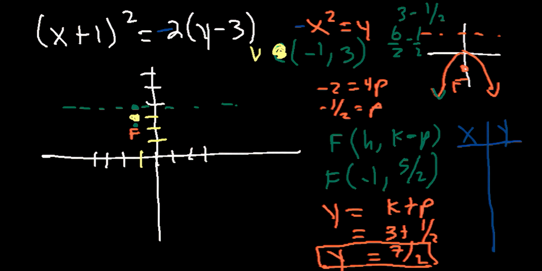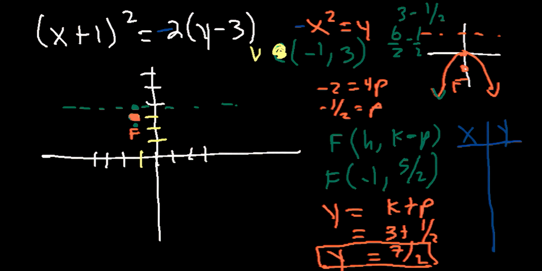Now my directrix is at 7 over 2. And the graph, the center, the y-coordinate is at 3. So the graph doesn't go past 3. It doesn't go past the vertex if it opens downward. So I can't choose any value that's greater than 3 for y. Let's say if I choose 4. 4 minus 3 is 1. 1 times negative 2 is negative 2. And you can't square root a negative number. So I have to choose something that's less than 3.